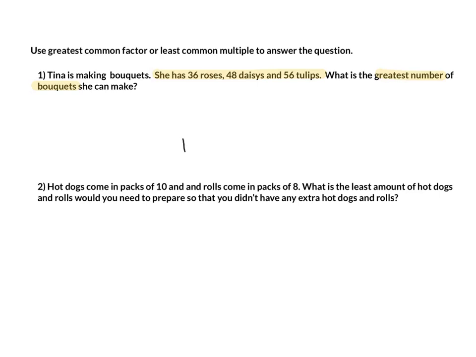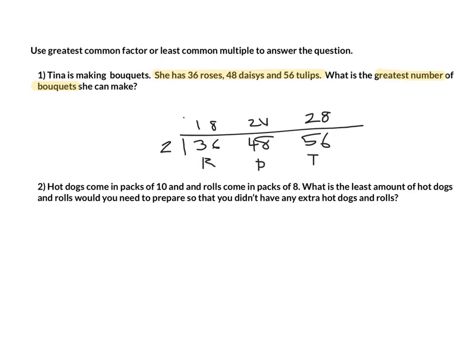So if I take my 36 roses and my 48 daisies and my 56 tulips, and I put them into smaller groups, let me think. I can probably put them into two groups, and that would leave me with 18 roses and 24 daisies and 28 tulips. But I can also break them up again, so 2 times 2, so that's 4 groups. That's 9 roses in each group and 12 daisies in each group and 14 tulips in each group.